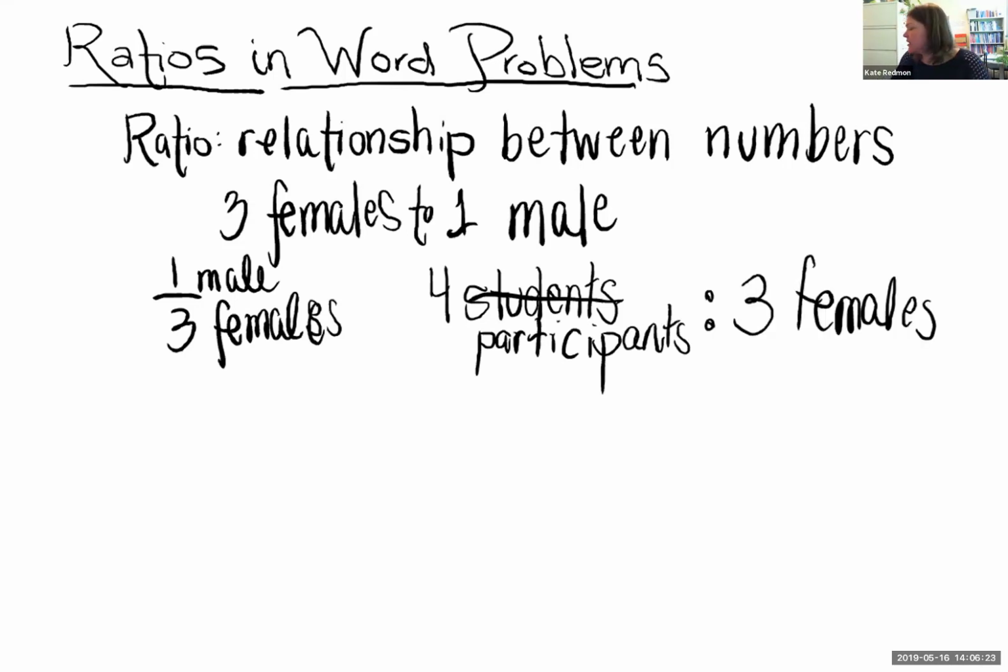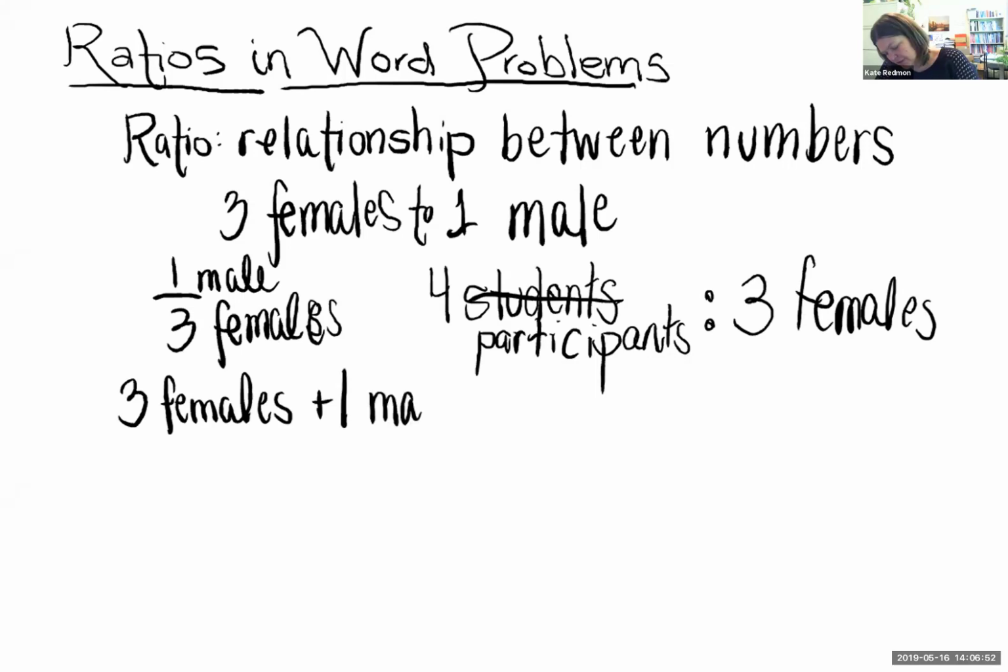Any other way I could talk about this relationship? It will be the same like 3 + 1. So like 3 females plus 1 male make up 4 participants. Sure, I could say that.